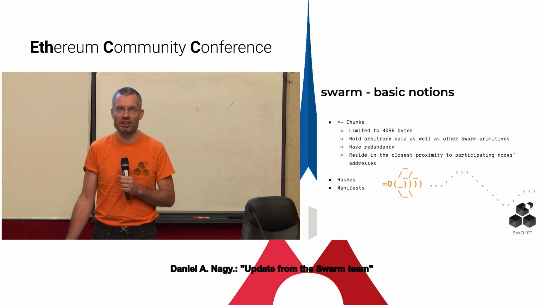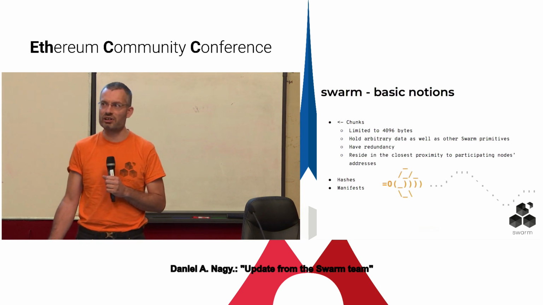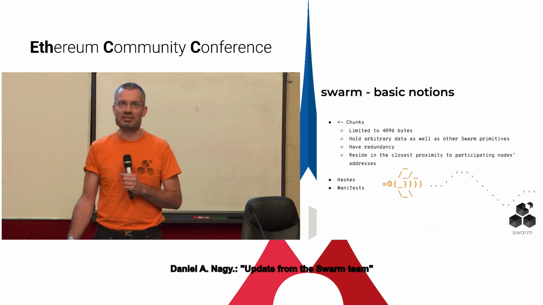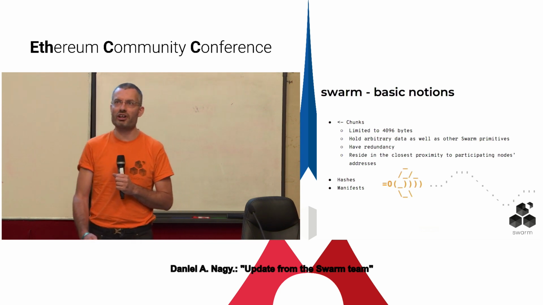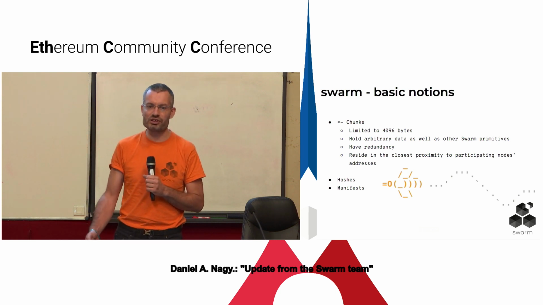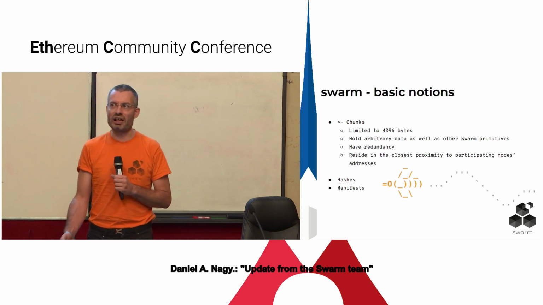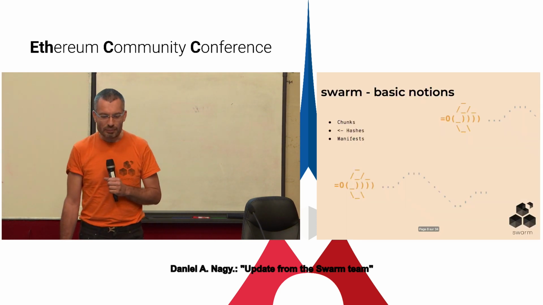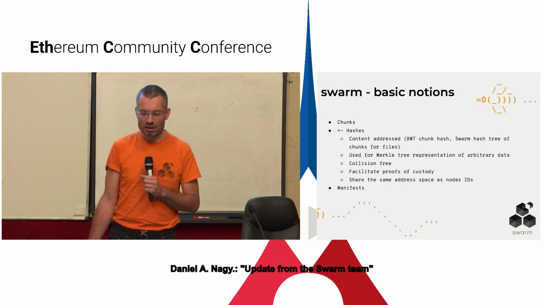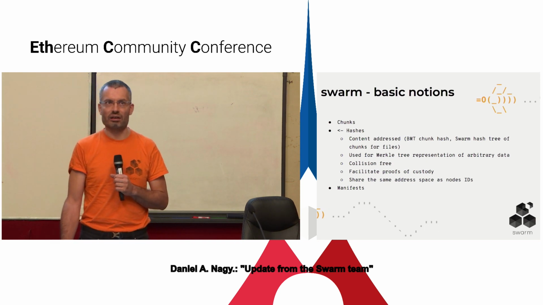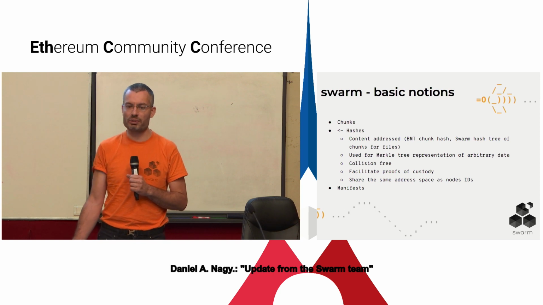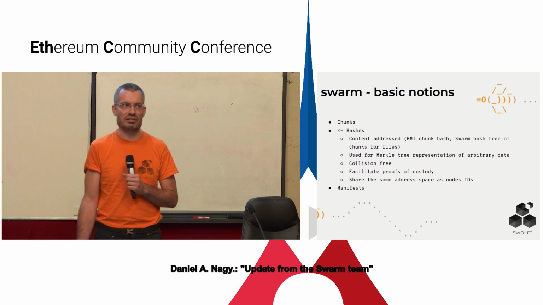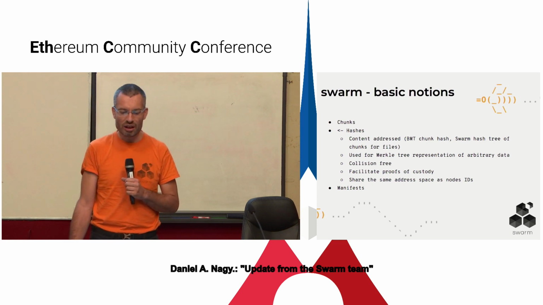So this is a DHT, and there's a distance metric. So it's a valid question, and there's a number that answers this question, is how far this chunk is from this node. And of course, the closer it is, the more likely it is that you will find that chunk on that node. Hashes are the primary reference in the Swarm network. So that's how you reference stuff, by their hashes. So that's the basis of content addressing.